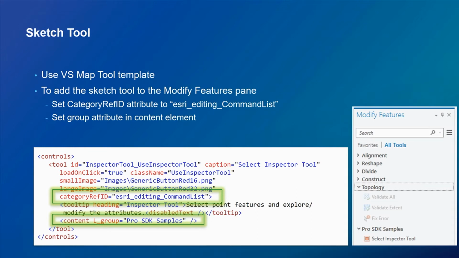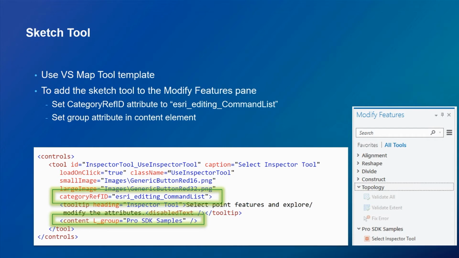So if you see here, I've just basically used the Visual Studio template to create a map tool. And it gave me all of the stuff by default: an ID, a caption, a class name, and the images and the tooltip. But what I want to do is add my tool into the modify features pane, which you see on the right-hand side. To do that, I set my category ref ID, and it needs to be this Esri editing command list. And then if I want to put it in a particular group, I can add the content tag with the L_group attribute, and I can put some text into that.